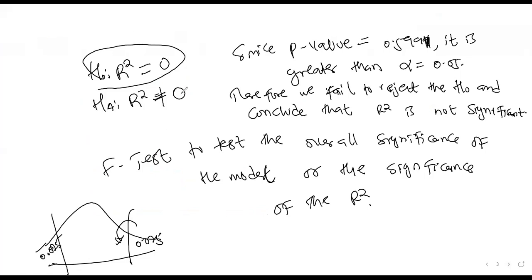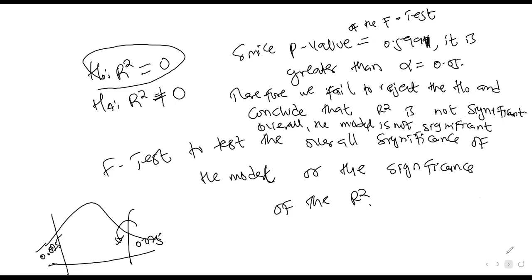You check whether the R-square is 0 or not, that hypothesis. Then you use the p-value of the F test. So if the p-value of the F test is more than 0.05, you fail to reject and conclude that the R-square is equal to 0, it is not significant. That means that on the overall, the model is not significant. On the overall, the model is not significant, all right? So let's wrap up.